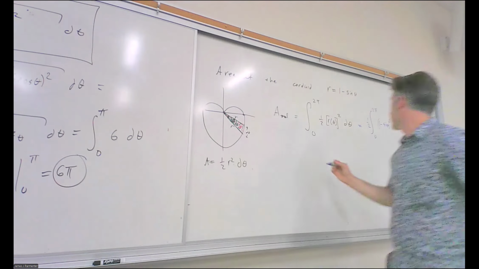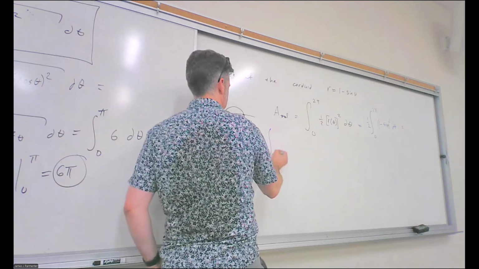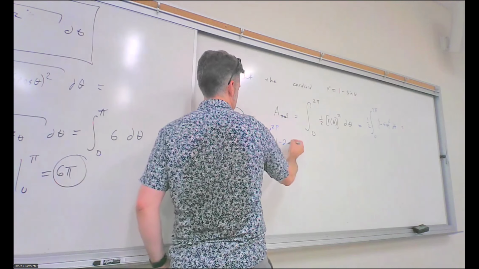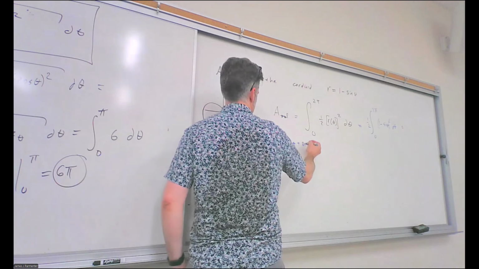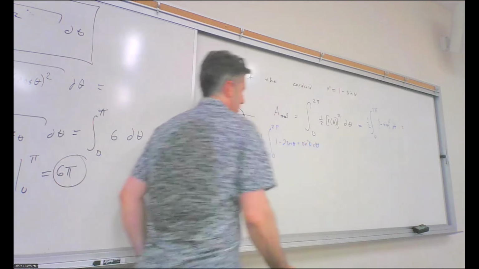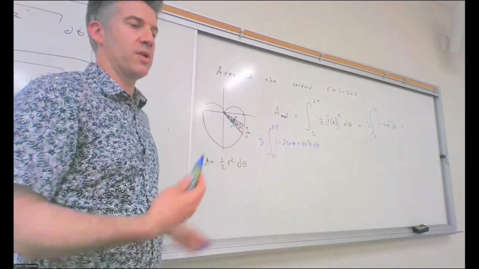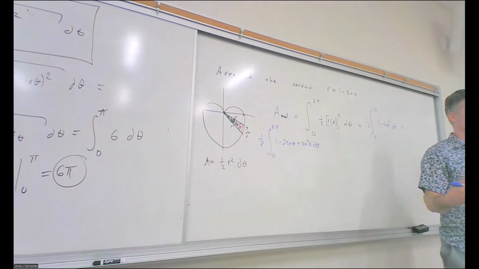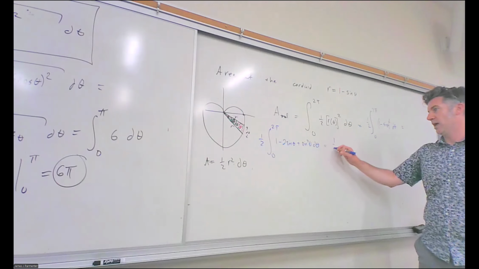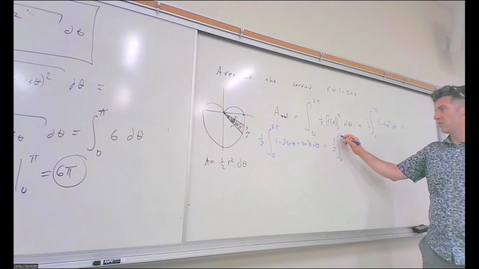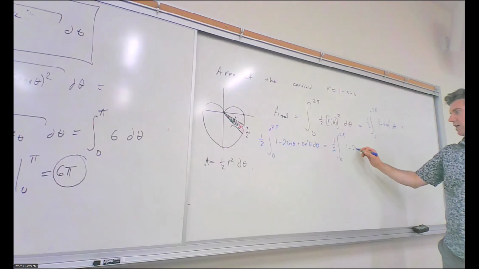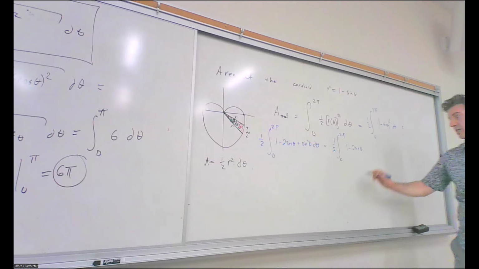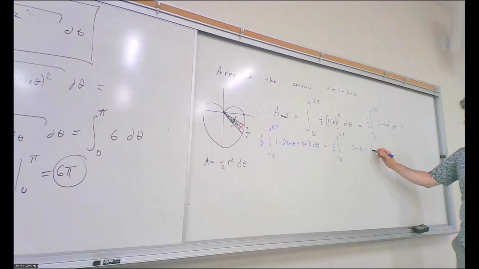Multiply it out. We get 1/2 times the integral from 0 to 2 pi of 1 minus 2 sine theta plus sine squared theta d theta. And the sine squared theta is always kind of a pain. Whenever you have sine or cosine to an even power, you have to use that trig identity. So this is going to be 1/2 the integral from 0 to 2 pi of 1 minus 2 sine theta, and then sine squared theta is equal to 1/2 times 1 minus cosine of 2 theta.